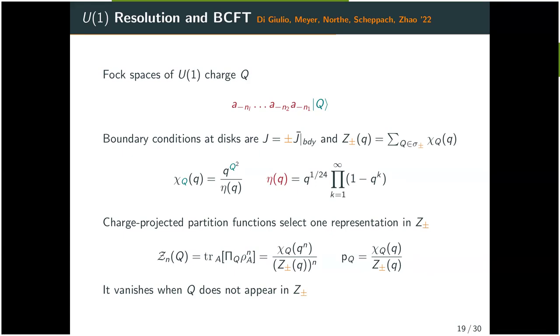All right. And if Q does not appear, so if you should be so naive as to ask, suppose this has integral charges, 1, 2, 3, 4, 5, and you're looking for half-integral charge, like 1/2, and you try to project onto that, then this thing vanishes, as it should. This was actually overlooked in the calculations done before. So this is where my work starts, by the way.